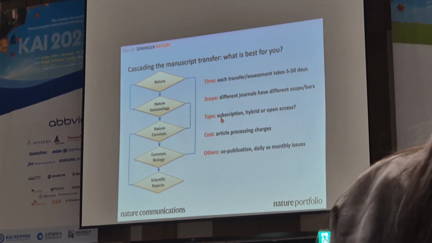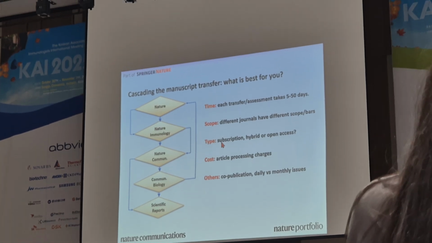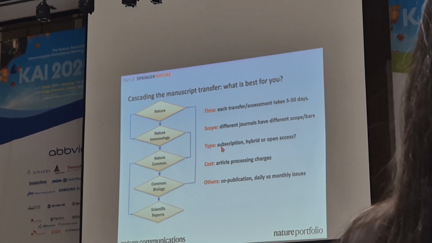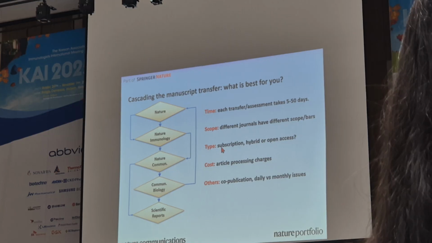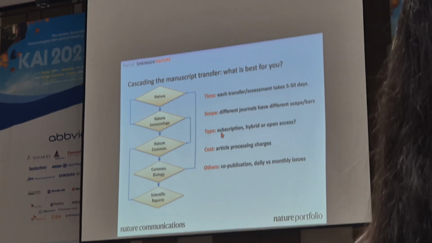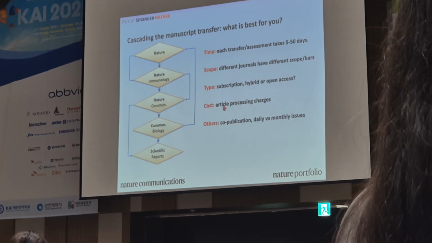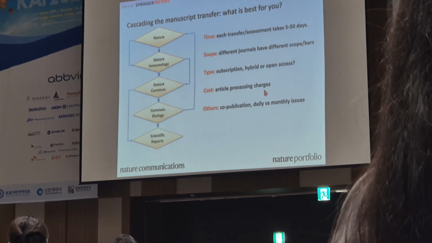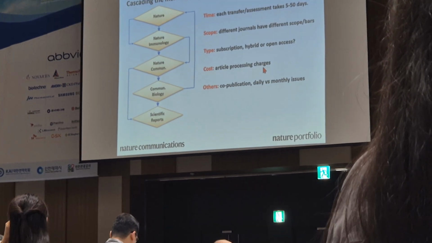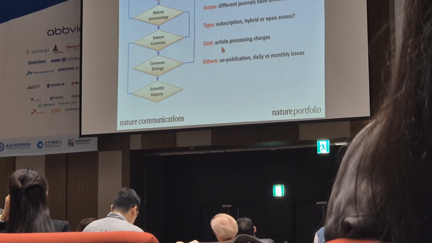Nature Medicine and Nature Immunology are both subscription-based, even though they have some OA options, but Nature Communications is OA, so that's something you need to consider. And if you're considering OA, then there comes an APC, or article processing charge. So financial situation is also something you need to consider.